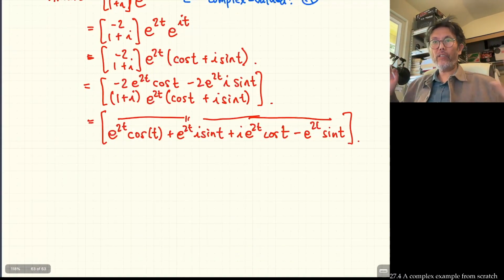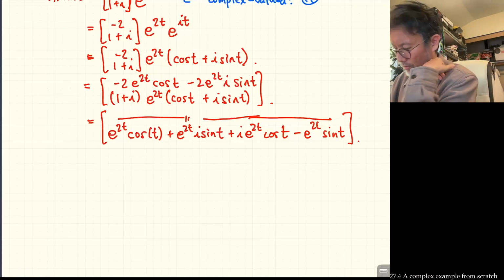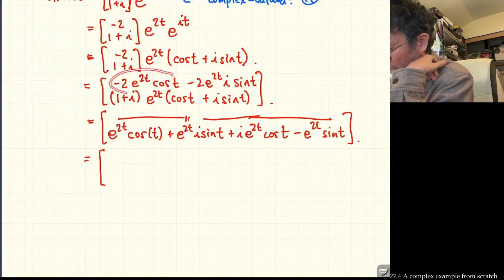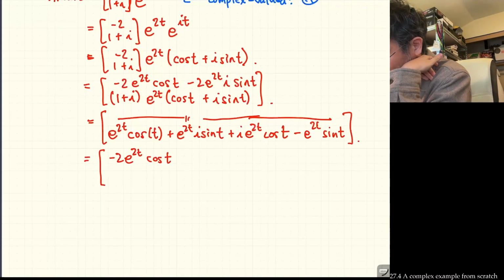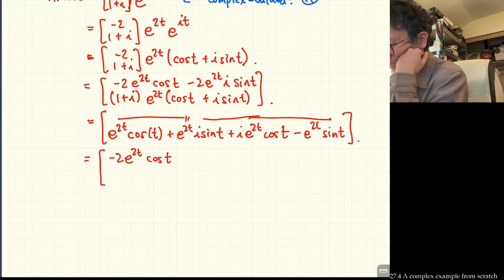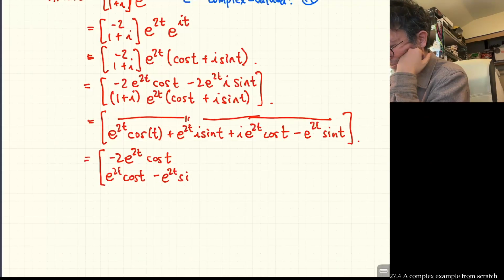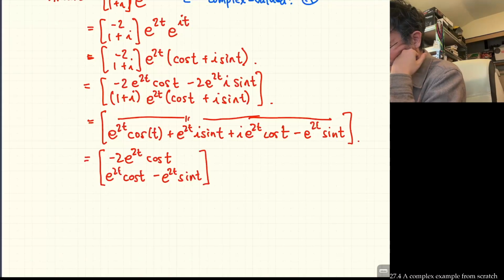Now I'm going to segregate the imaginary bits from the real bits. So what are the real bits of this vector? I see one up here, it looks like that. So I get negative 2 e to the 2t cosine t. And what are the imaginary bits of the downstairs? Well, I see 2 of them. There's this bit here, and then there's that bit all the way over there. So I believe I get e to the 2t cosine t minus e to the 2t sine t. And then I'm going to multiply that by I times.